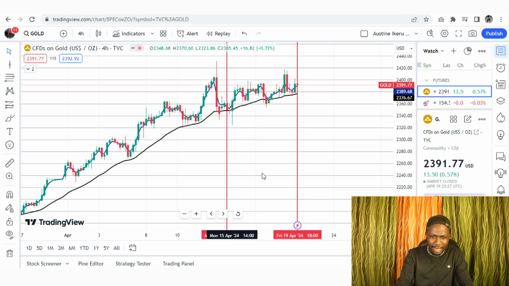So this red vertical line is what I use to identify the week, right? Like the week started on Monday 15th April and ended on Friday 19th April.